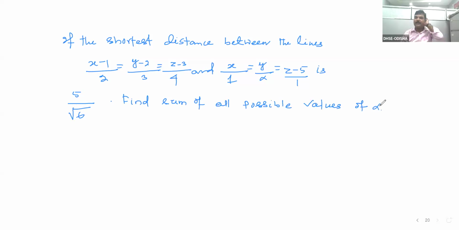If the shortest distance between the lines (x minus 1) upon 2 is equal to (y minus 2) upon 3 equals (z minus 3) upon 4, and x by 1 is equal to y by alpha is equal to (z minus 5) by 1, is 5 by root 6, then find the sum of all possible values of alpha. So guys, take 2 minutes and solve it. Send me the answer.